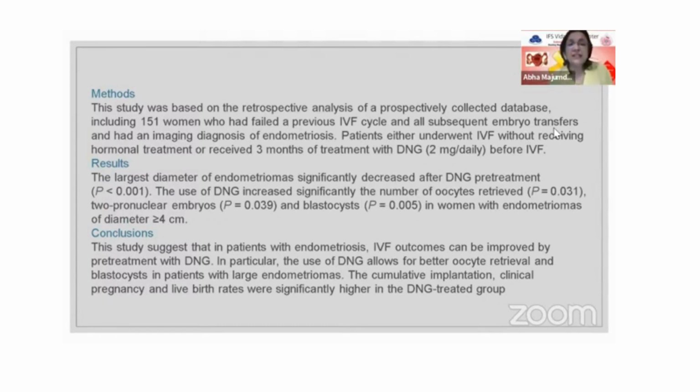This study suggests that in patients with endometriosis, IVF outcomes can be improved by pre-treatment with DNG. In particular, the use of DNG allows for better oocyte retrieval and blastocyst formation in patients with large endometriomas. The cumulative implantation, clinical pregnancy, and live birth rates were significantly higher in the DNG-treated group.